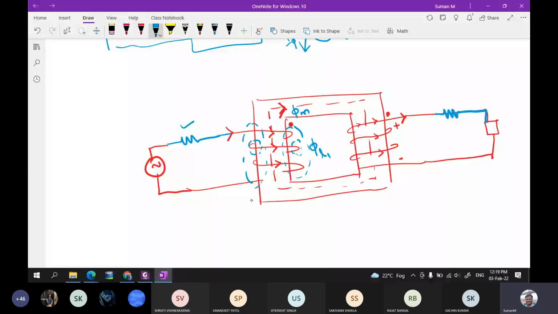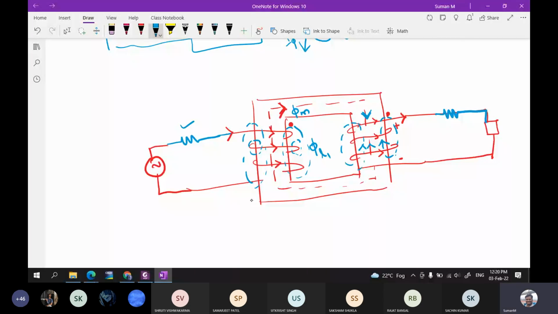Similarly, if current is passing through the secondary winding of the transformer, because of that current flow it will establish some flux. That flux will also have a leakage flux. It will establish flux in such a way that it opposes the actual flux. The actual flux direction is from top to bottom. So if this current is establishing some flux, then that flux direction will be opposite to the actual flux, because here the cause for this current is this flux.